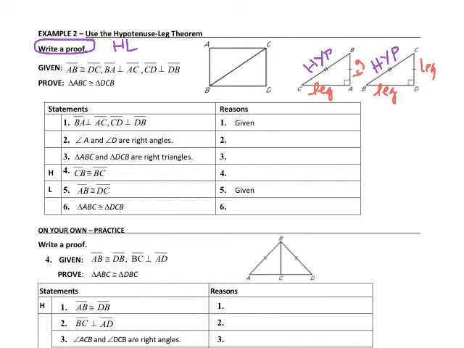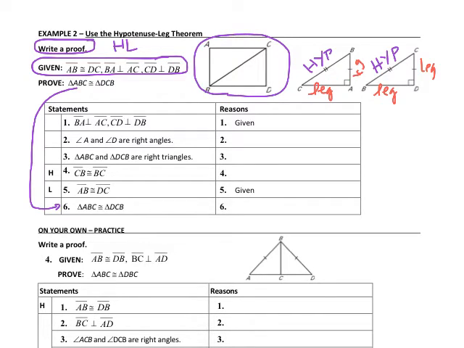So when we go and look at our proof that we have to write, they're asking us to believe this information. Okay, so this is what we've been given, and we have to prove that triangle ABC is congruent to triangle DCB. So this picture up here is the exact same picture as I have over here. However, the two triangles are not touching each other, and they're just kind of broken apart.